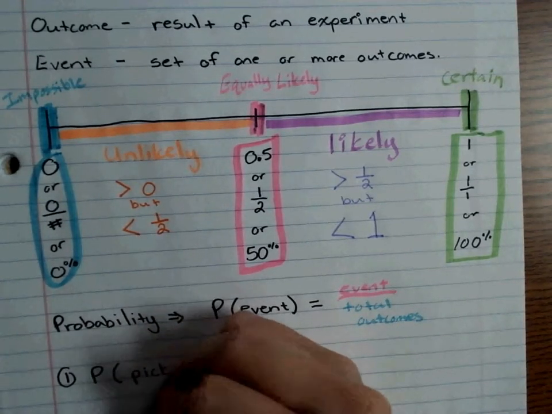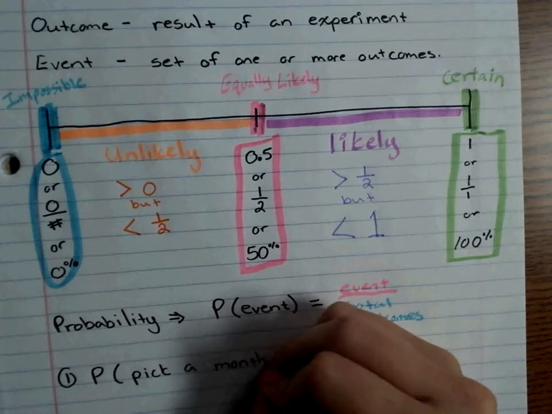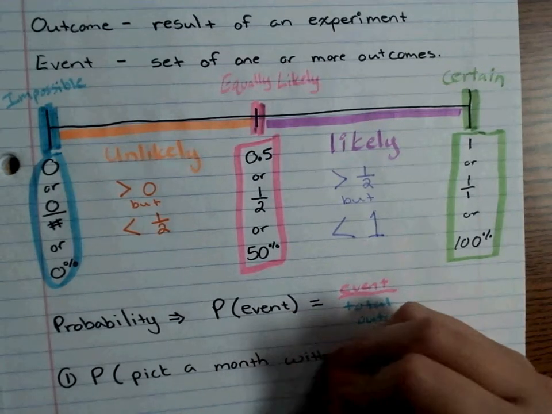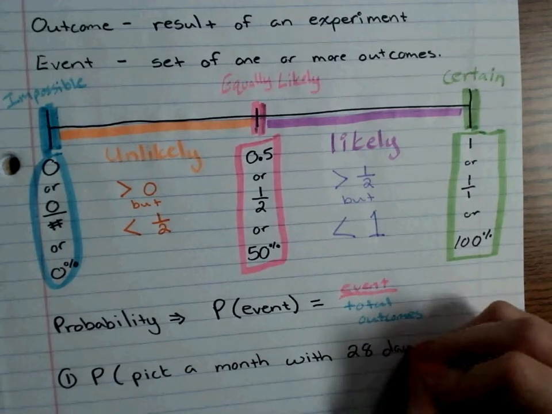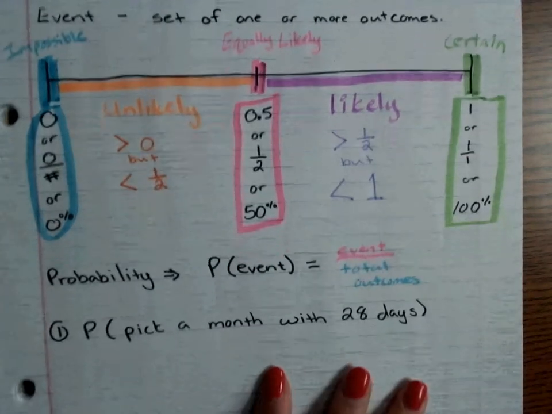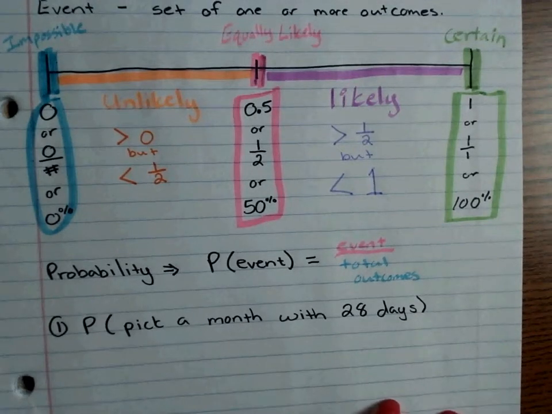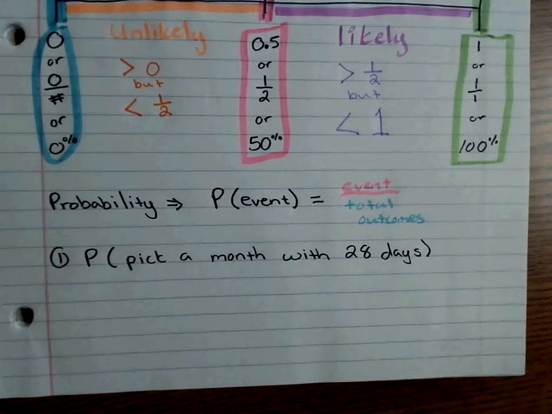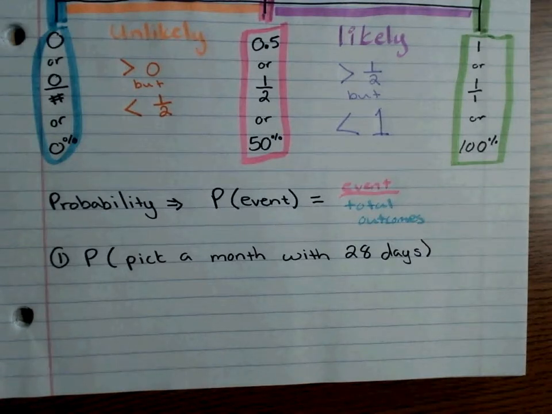So I want the probability that I'm going to pick a month with 28 days. I want the probability I'm going to pick a month with 28 days in it. Is that impossible, unlikely, equally likely, likely, or certain? Certain. Oh, yes. Every 4 years it's 0. What? That's a little off there.